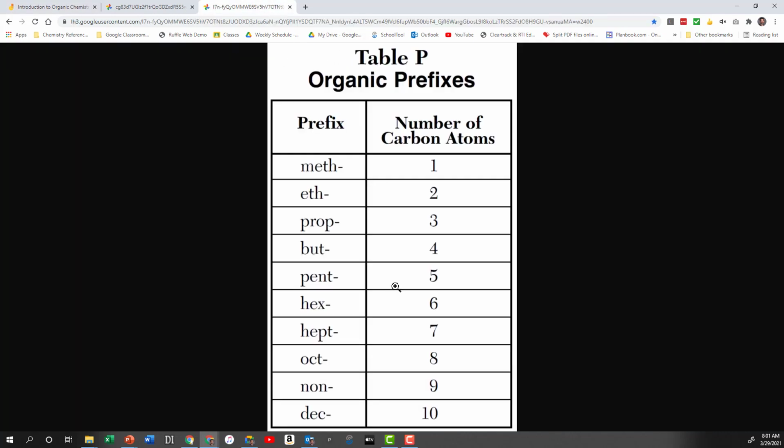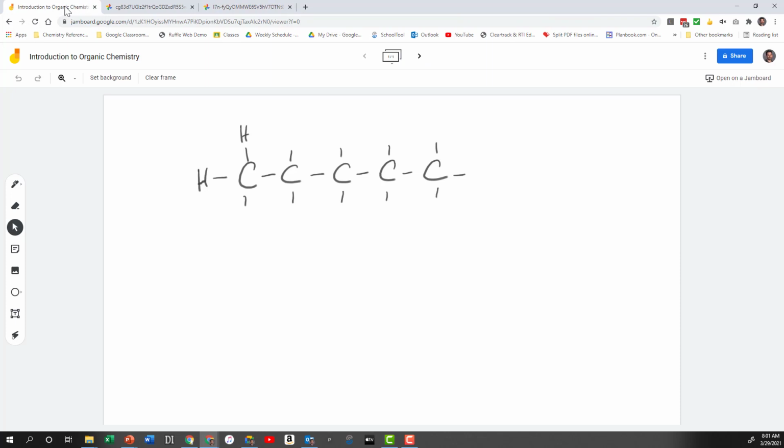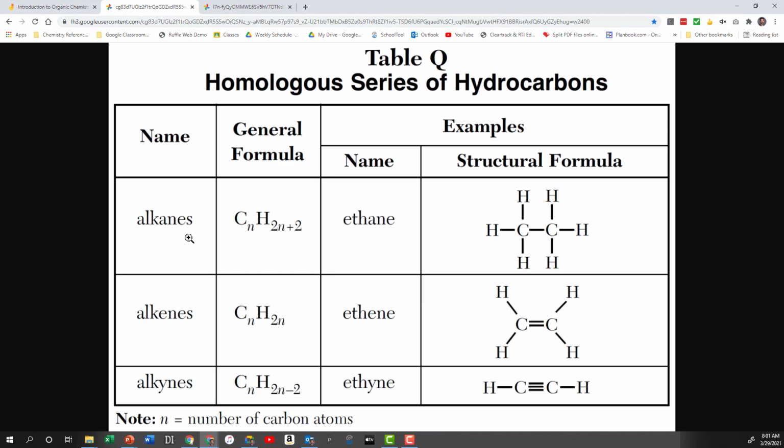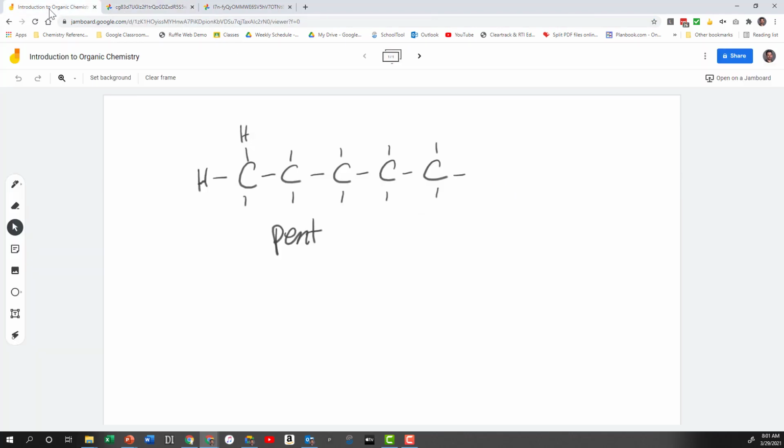Pentane, right. So we go over here, we see that there's 5 carbon atoms. So it starts with pent. Pent has only single bonds in it, and so it belongs to the alkanes, and so it's going to be called pentane. Right? So that's pretty simple and straightforward.